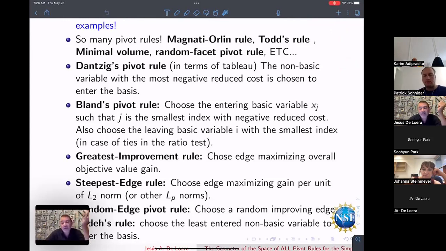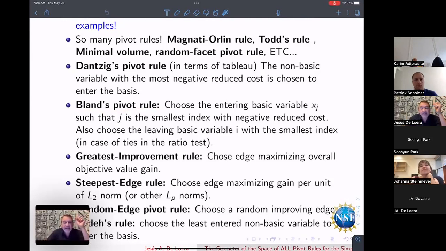And one of the most natural rules that you can follow is Bland's pivot rule, where you just lexicographically choose the hyperplane. So you order the hyperplanes lexicographically, and in some sense, you choose the smallest index you can in this lexicographic order, okay? And that's famous because that was the first pivot rule that, in some sense, there's no possibility that you're going to cycle, that you're going to stay in the same place, just going in circles.